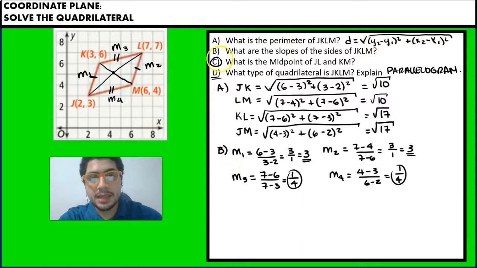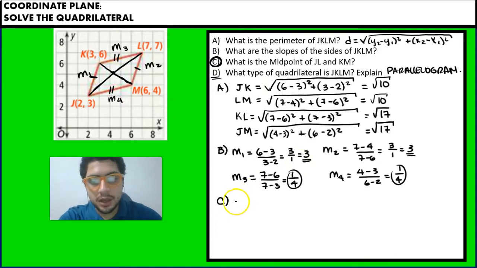So now we're being asked, what is the midpoint of JL and KM? Now, in order to do that, we're going to find the midpoint of JL, and then we're going to find the midpoint of KM, right? Now, we're going to use our midpoint formula. So, x1 plus x2 divided by 2, and y1 plus y2 divided by 2.